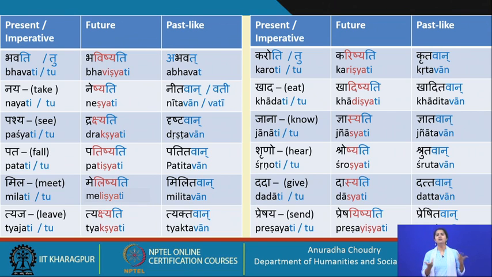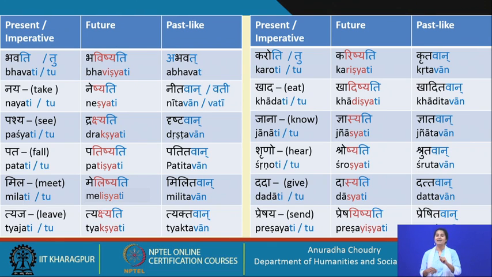Next, shrunoti. Kim shrunoti? What do you hear? Aham Gita pravachanam shrunomi, aham sangeetam shrunomi, aham geetam, sangeetam, bhashanam cha shrunomi. Uttamam. With dadati, we had a demonstration with Piyush and you've seen how it works. And finally with preshayati. Kim preshayati? What do you send? A letter is a patram. So, aham patram preshayami. I send a writing.